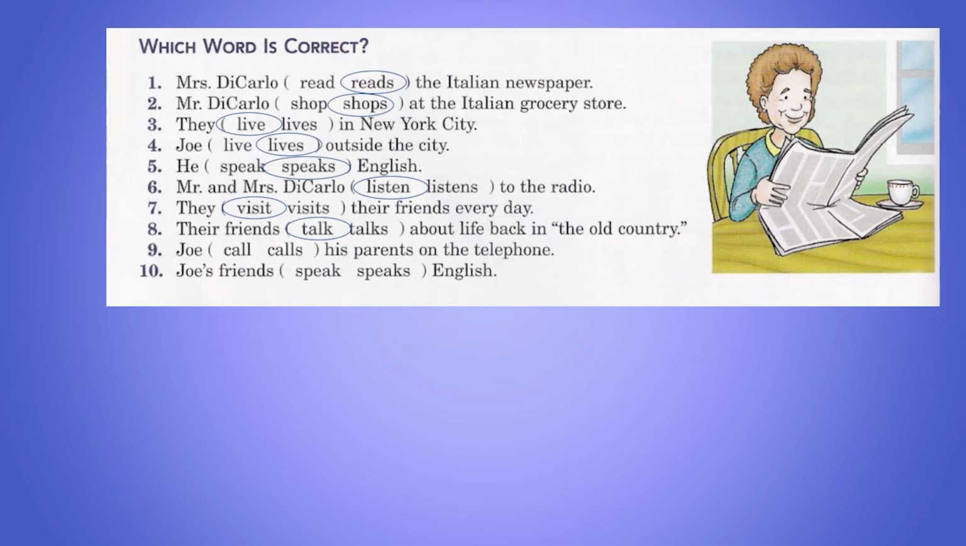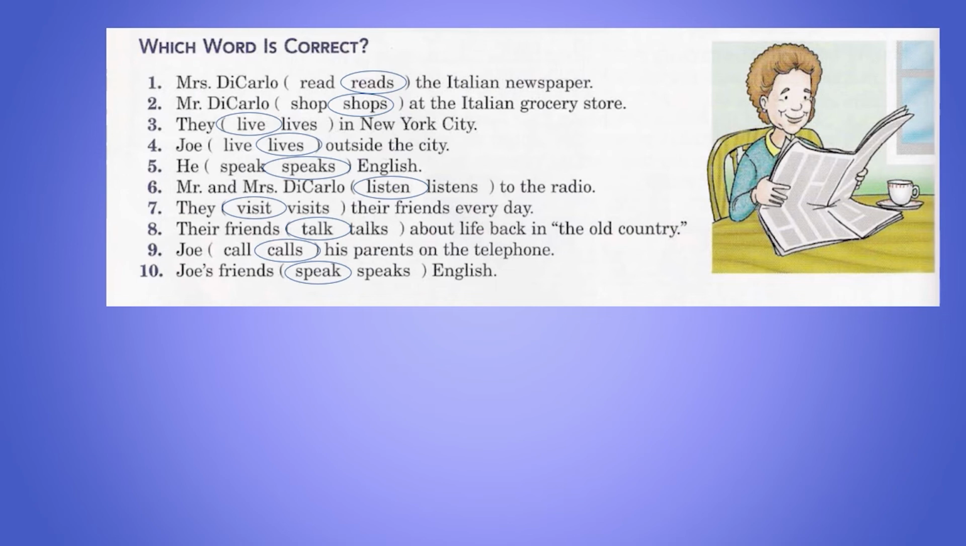Number 9. Joe calls his parents on the telephone. The answer is calls. Joe calls his parents on the telephone. And number 10. Joe's friends speak English. The answer is speak. Joe's friends speak English. They speak English. Well done.